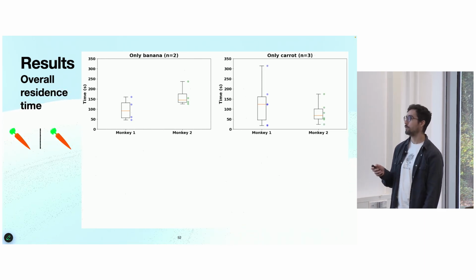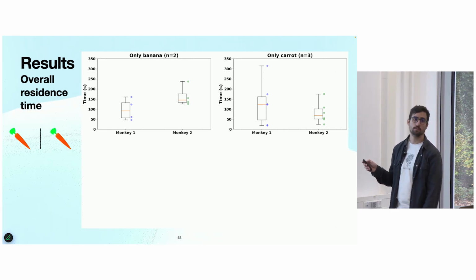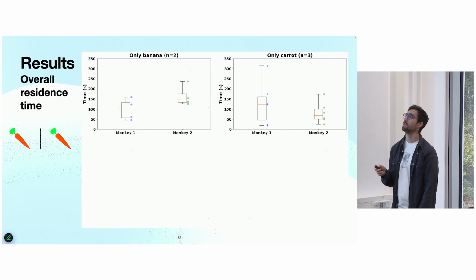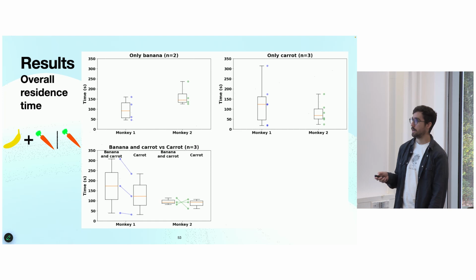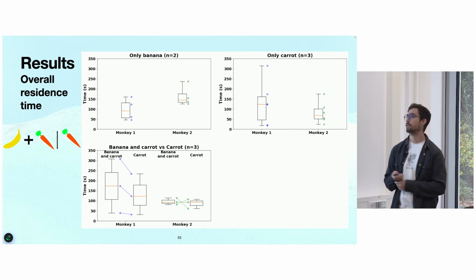Okay. And when we present carrot, we can see that the animals spend, on average, a little more there, like monkey 1 and monkey 2 spend less time there. And the days where we present only carrot is 3 days, so this is the average. And when we present banana and carrot against carrot, we can see that monkey 1 spends, on average, more time in the patch with banana and carrot, and monkey 2 spends almost the same time there. So I think that in conclusion, they don't spend more time in any patch food, regardless of the food that is presented.